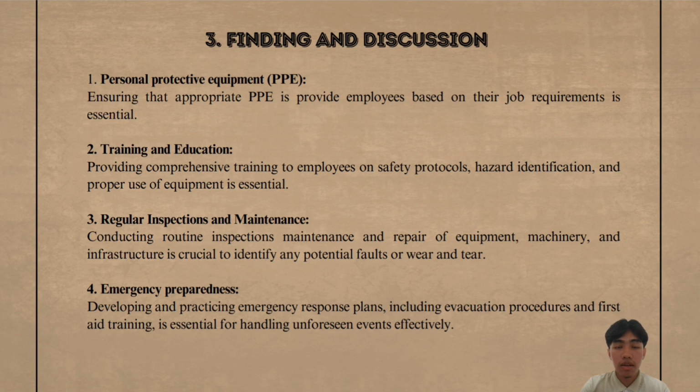For the first slide, I will be explaining about findings and discussion. First is personal protective equipment. We have to ensure that appropriate PPE is provided to employees based on their job requirements. Second is training and education. We have to provide comprehensive training to employees on safety protocol, hazard identification, and the proper use of equipment. The third one is that we have to do regular inspection and maintenance.